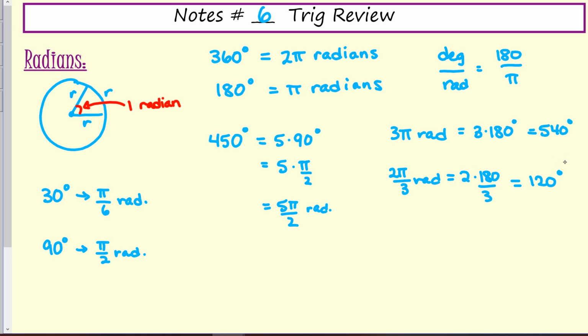Okay, let's move on to another topic. All right, let's review the graphs of trig functions. We have 6 trig functions. We'll spend most of our time focusing on the main 3, sine, cosine, and tangent, but I don't want you to forget that there are 3 others, secant, cosecant, and cotangent.